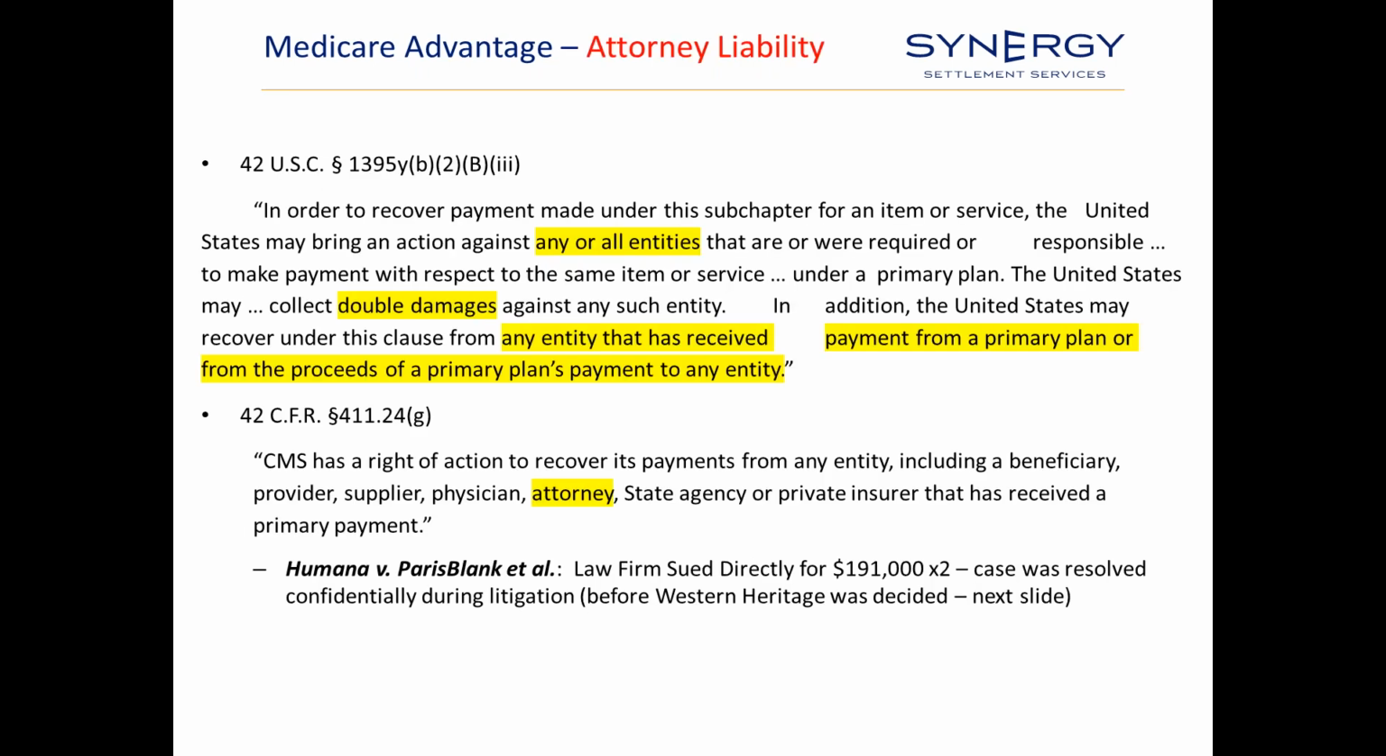So if you look at the statute and the regulations, what's really troubling for attorneys is their own personal liability in situations where a Medicare Advantage Plan has made payment, because those statutes and regulations allow for double damages actions to proceed against an attorney. In the case that I've got down at the bottom, Humana versus Paris Blank, that's exactly what happened. The law firm was sued directly for the amount of the lien, which was $191,000 times 2.